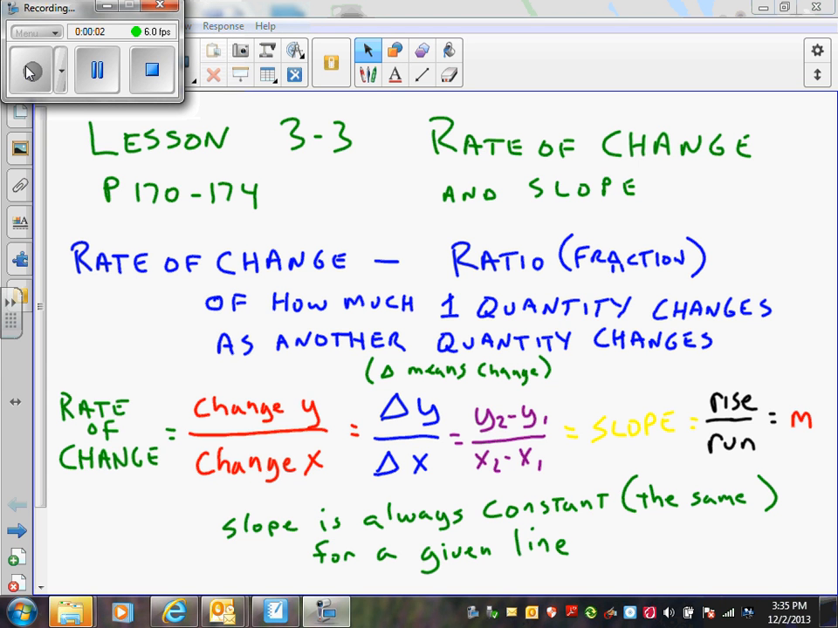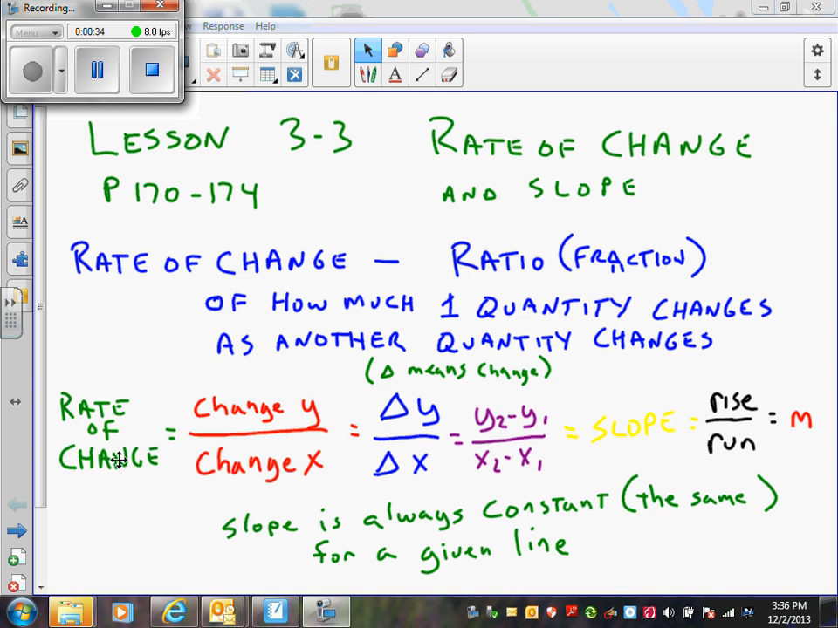Okay, this is Mr. Hanna with lesson 3-3, which is on pages 170 through 174. We're talking about rate of change and slope. And this is probably the single most important lesson that you will have this year in Algebra 1. So please pay attention. Rate of change is a ratio. It's a fraction of how much one quantity changes as compared to another quantity, and how it changes.